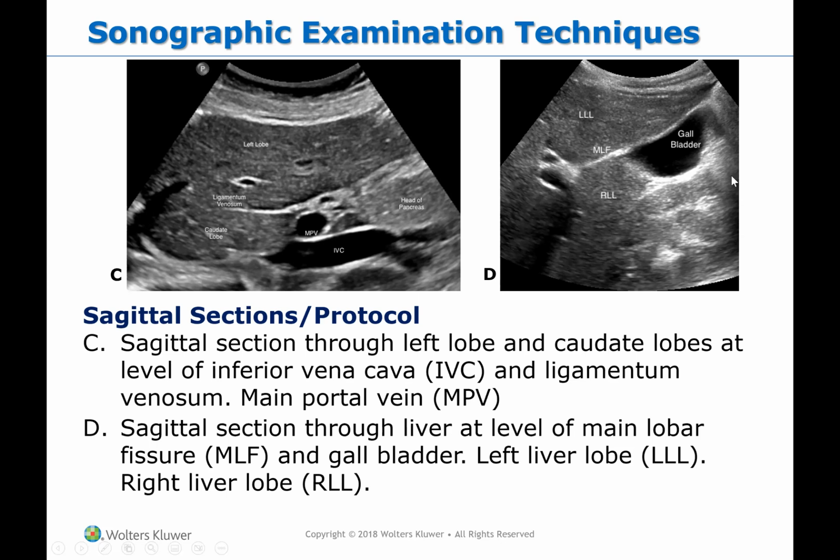Next up is an image of the main lobar fissure, which is this long fissure that separates the left liver lobe from the right liver lobe, and then the gallbladder is right next to it.